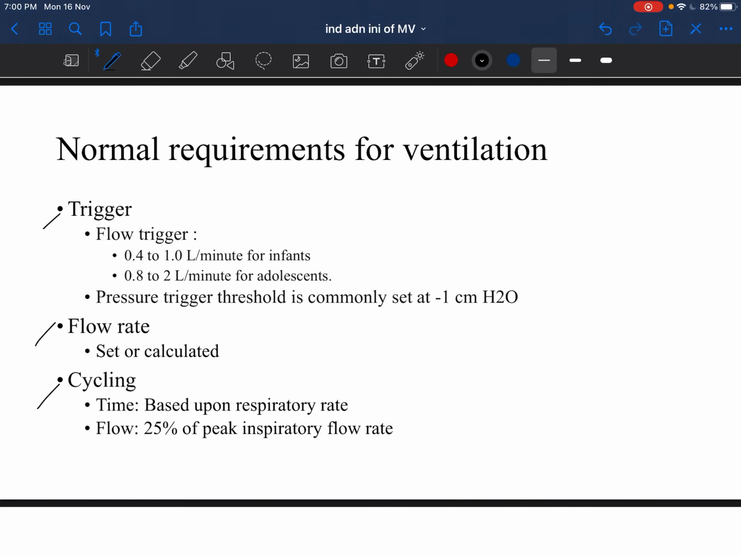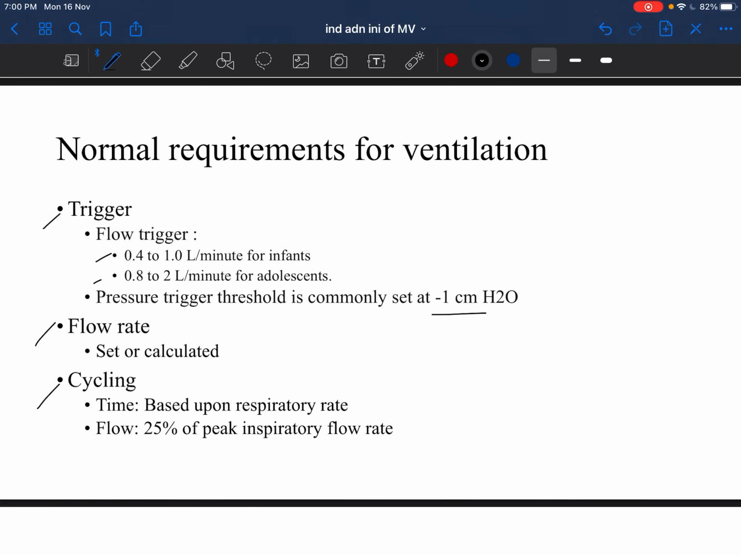But overall what you can remember is flow trigger you can set at 0.4 to 1 liter per minute for younger kids and 0.8 to 2 liter per minute for adolescents, whereas the pressure trigger threshold is normally set at -1 centimeter of water. Your flow rate can be set or calculated depending upon the mode.